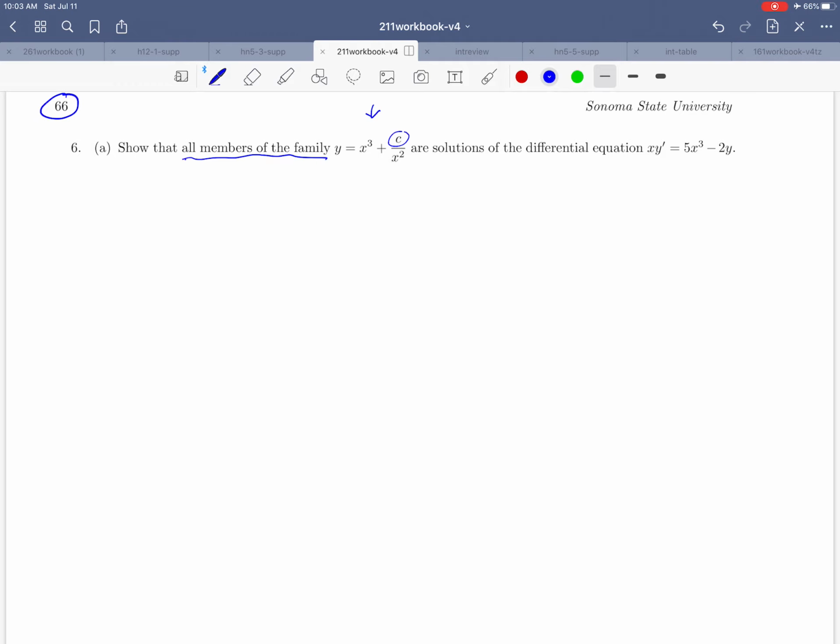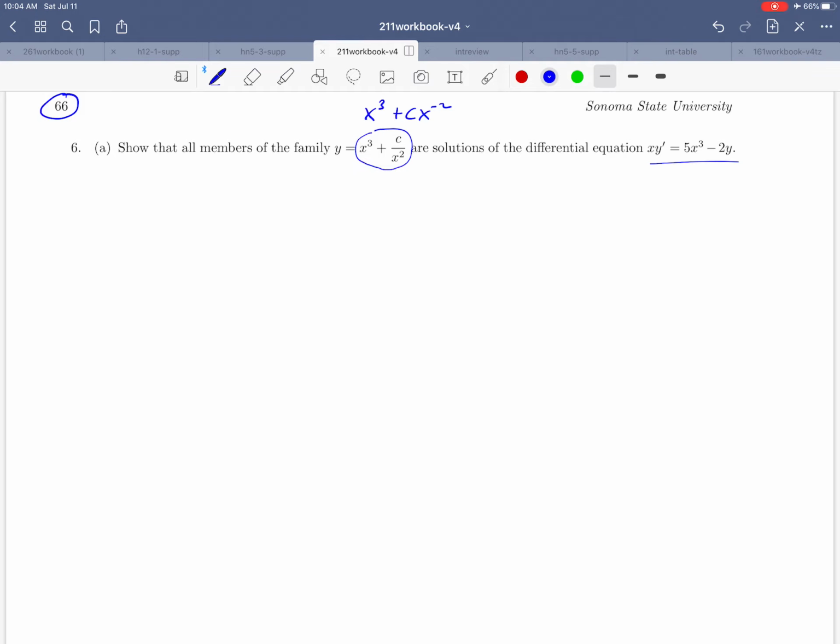What we're actually going to do is no different than what we've done before. It's just asking us to check and see if that function, x cubed plus c over x squared, works in this differential equation. Let's clear a little clutter out of the way. To make the algebra and calculus easier, I'm going to rewrite this function as x cubed plus c x to the negative 2. All I did was take the x squared in the denominator and move it into the numerator. That's going to make it easier to take derivatives.